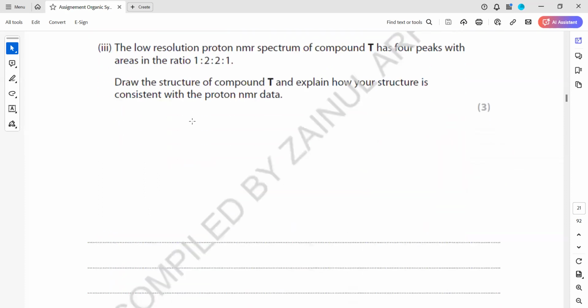The low resolution proton NMR for T has 4 peaks. Draw the two possible structures. What are the two possible structures? This is one possible structure, where OH might be attached to the first carbon, or OH might be attached to the second carbon.